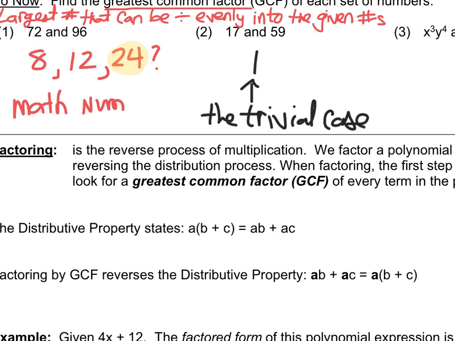Or the trivial case. You don't have any non-trivial values that divide into 17 and 59. All right. So basically the trivial case is really what it sounds like. It's the eye roll.